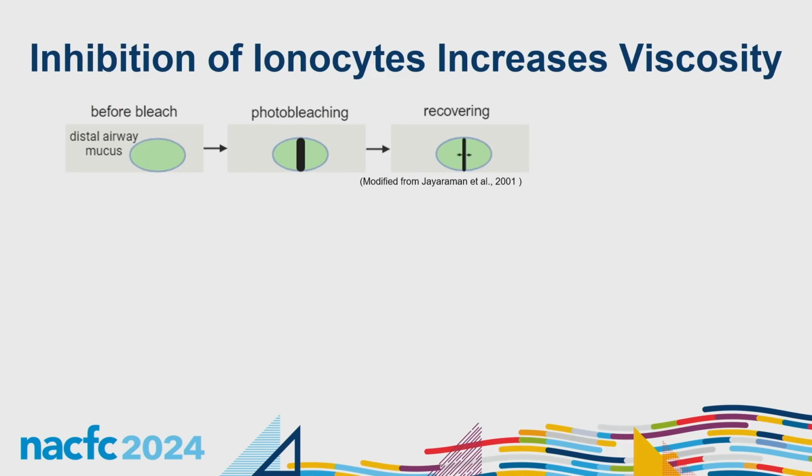The technique we used is called FRAP, fluorescence recovery after photobleaching. What we do is extract mucus from the proximal airway and stain it with FITC dye. We photobleach a region of this dye with a powerful laser, and it's been shown that the recovery of this photobleach is correlated to the viscosity of the mucin.